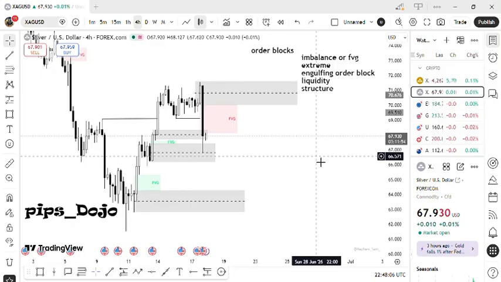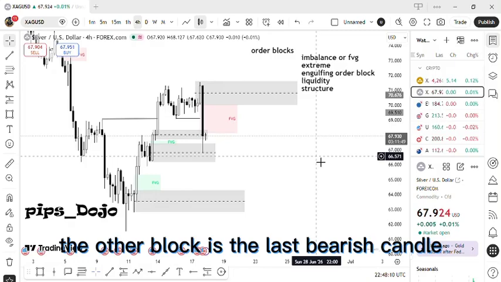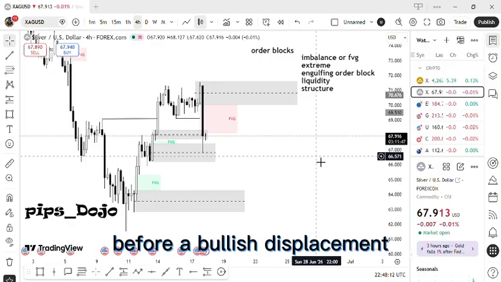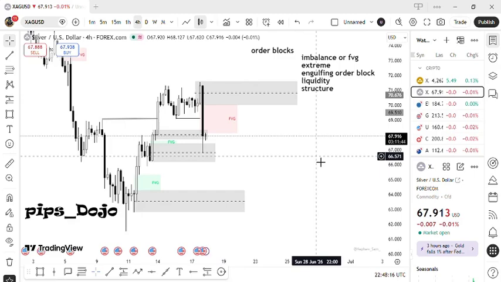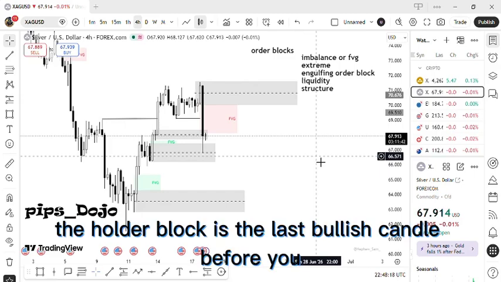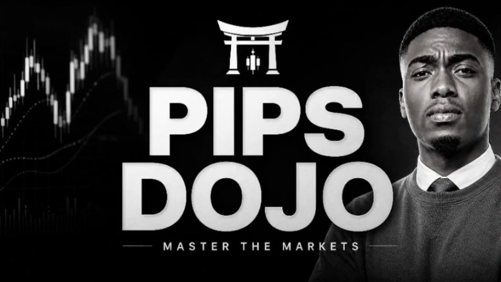The order block is the last, take note of this, the order block is the last bearish candle before a bullish displacement. Vice versa, the order block is the last bullish candle before a bearish displacement.